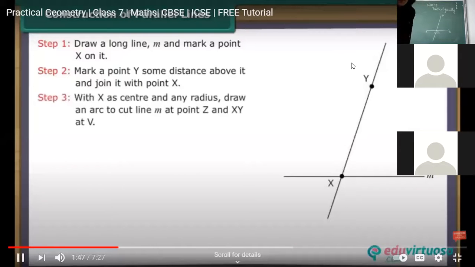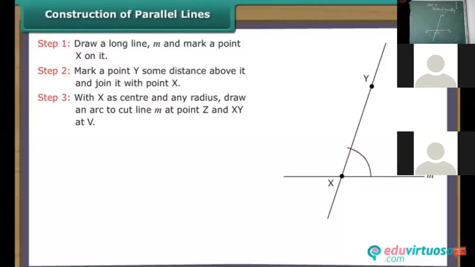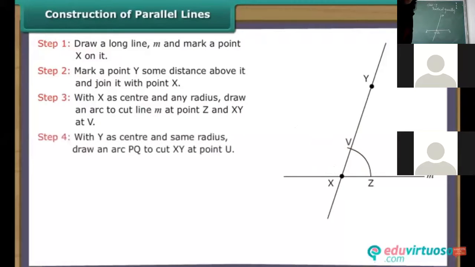With X as center and any radius, draw an arc to cut line M at point Z and XY at V. With Y as center and the same radius, draw an arc PQ to cut XY at point U.